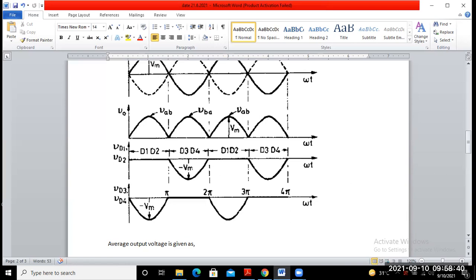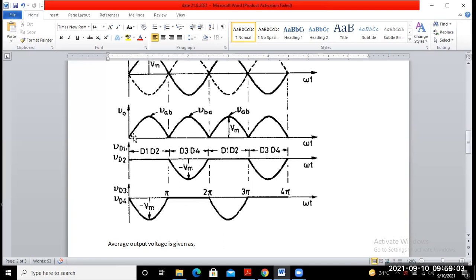You may draw it here, below this waveform, the same as the output current. From 0 to pi it is similar to the output voltage waveform, and from pi to 2 pi the same thing.